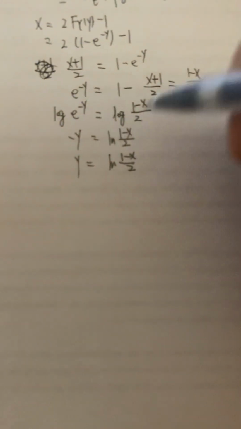So y is equal to negative log of (1 minus x) over 2. So this is equal to g(x). So we are done.